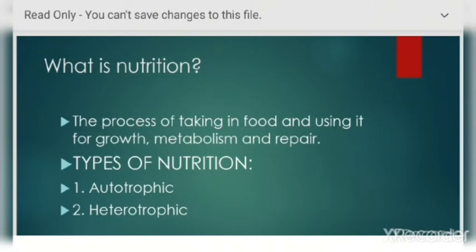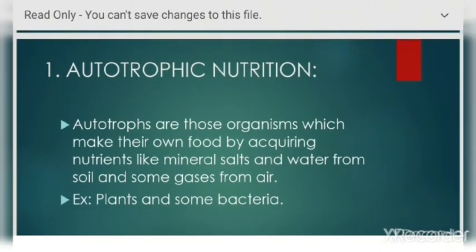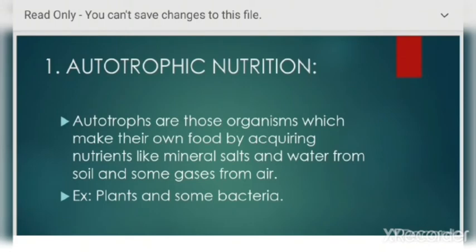What is autotrophic nutrition? Autotrophs are those organisms which make their own food by acquiring nutrients like mineral salts and water from soil and some gases from air. And the mode of nutrition is called autotrophic nutrition. That is auto. Auto means self. So the plants are the example. They can make their own food by the process of photosynthesis. As you have studied in the earlier classes, plants prepare their own food. So the example is plants and some bacteria which can perform photosynthesis.